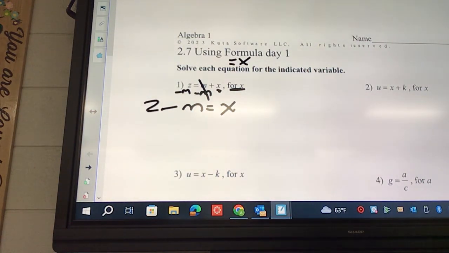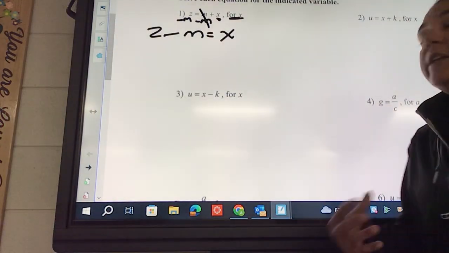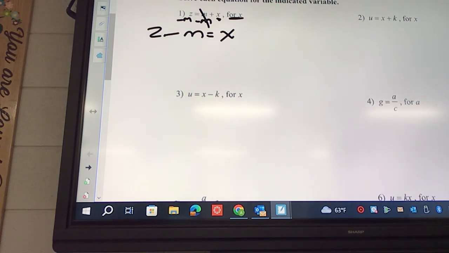Okay, number 2 says solve for what? For x. Okay, what is on x's side that needs to be moved?